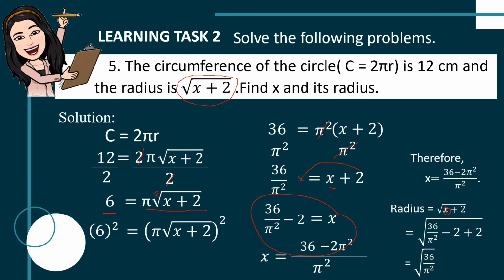So, instead of writing x, let us write, okay, what we used: 36 over pi squared minus 2 plus 2. Here, we can cancel negative 2 plus 2. So, what remains is 36 over pi squared. Therefore, this is our radius. Okay? The radius is equal to the square root of 36 over pi squared. Okay? I hope that is clear.